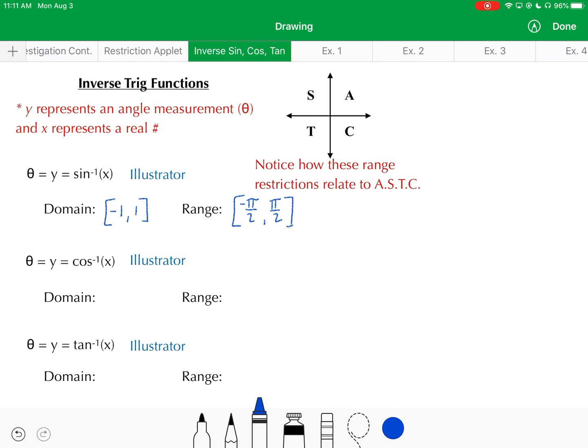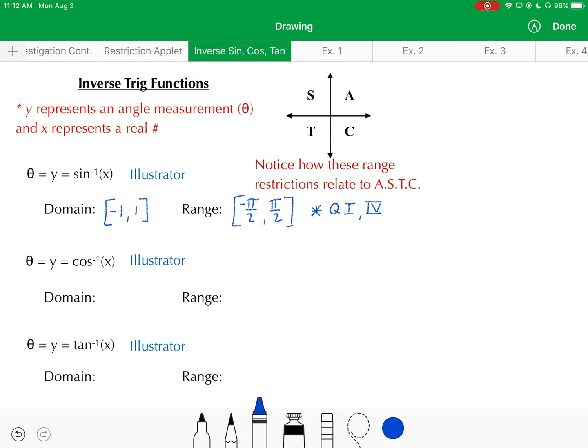So what this is telling me is that I'm only able to input values into the inverse sine function that are from -1 to +1, and they're only going to yield angle measures for the output that are between negative pi over 2 and positive pi over 2, okay? Now, I think it's important to understand that if you are an angle that spans from negative pi over 2 to positive pi over 2, you are either an angle in quadrant 1 or in quadrant 4, okay?